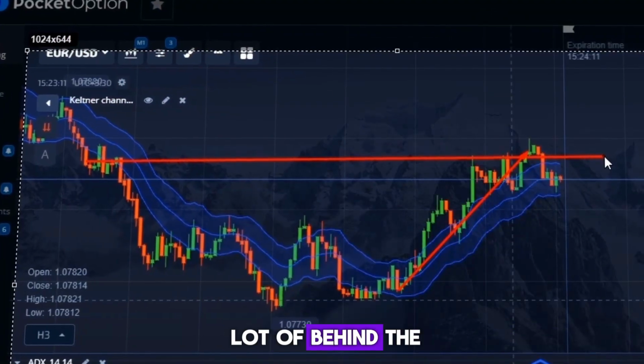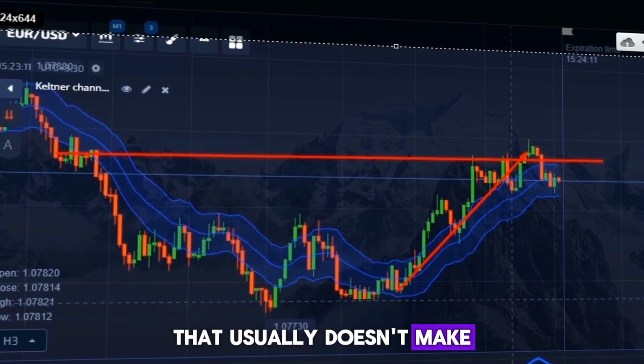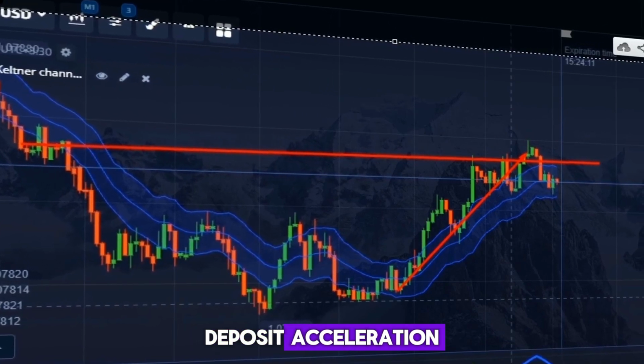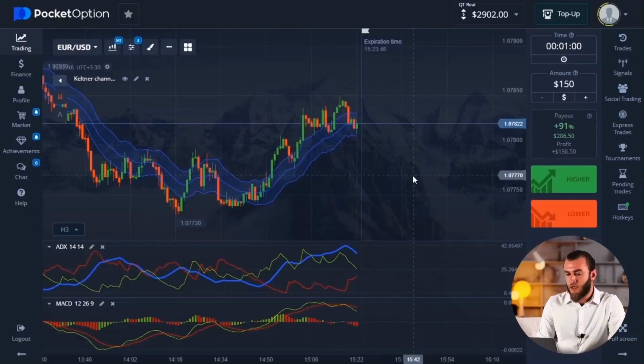There will be a lot of behind the scenes analysis that usually doesn't make it into the dynamic deposit acceleration. So let's begin. Friends, typically I demonstrate the concluding portion of the transaction, wherein within a minute I inform you regarding the signals I initiated it on. Behind the scenes, once more, a big part of the work still remains.